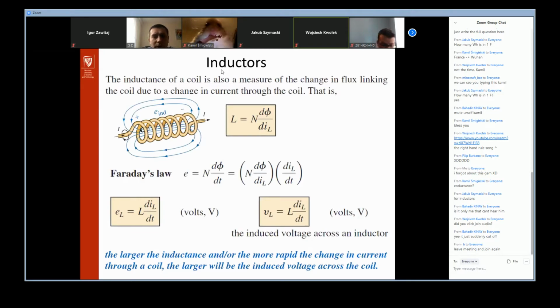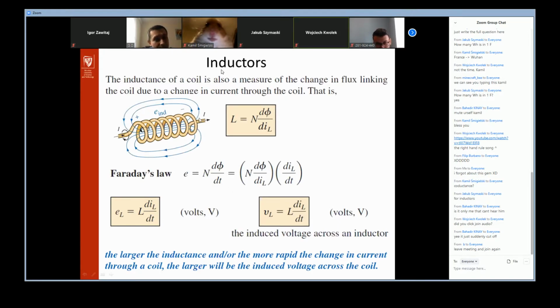However, I'll try. If we have a constant current passing through the coil, it produces a stable, fixed magnetic field around the coil. So according to Faraday's law, there is no change of magnetic flux passing through the coil, because the magnetic flux is stable, is fixed. So we don't produce any voltage induced across the coil.